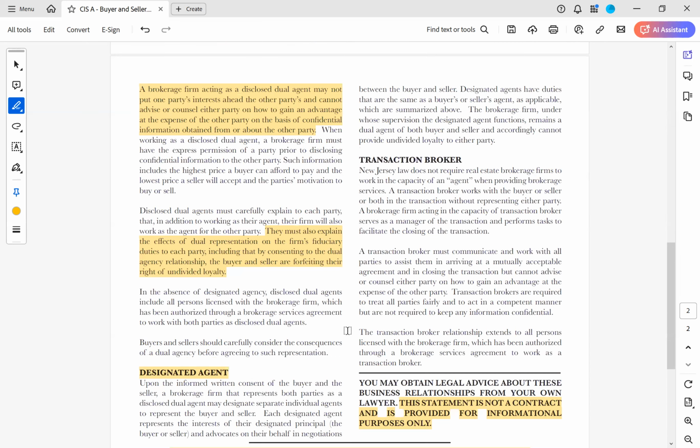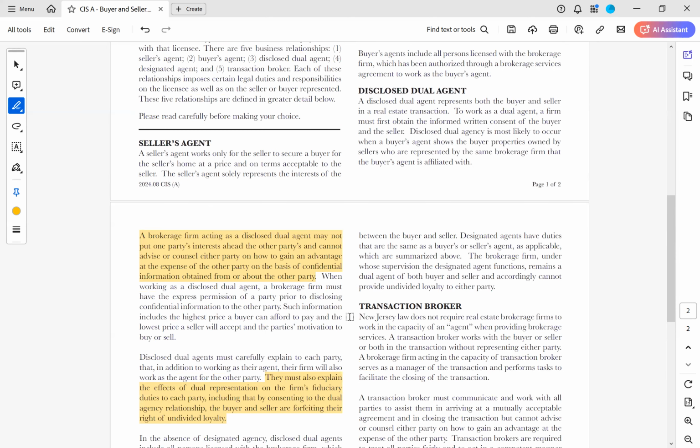Okay. Now, again, you understand seller's agent, you understand buyer's agent. I want to touch on disclosed dual agent and designated agent because there are some questions on this right now. You guys are very familiar with disclosed dual agency. It has been around for us in Jersey for a while. PA has had it for quite some time.